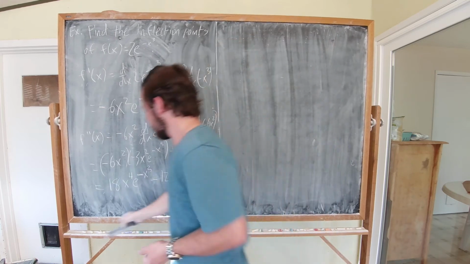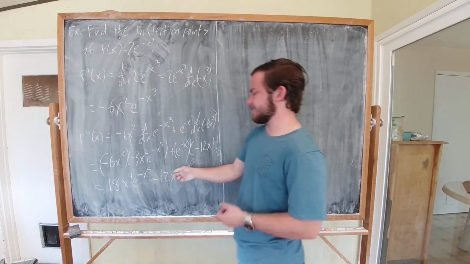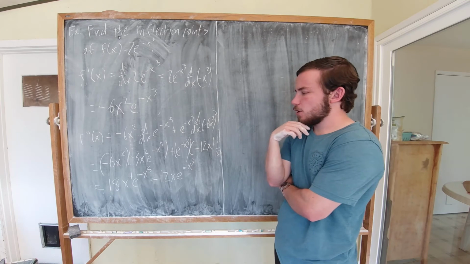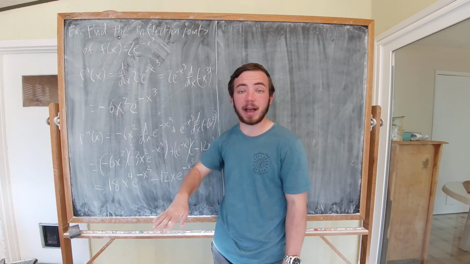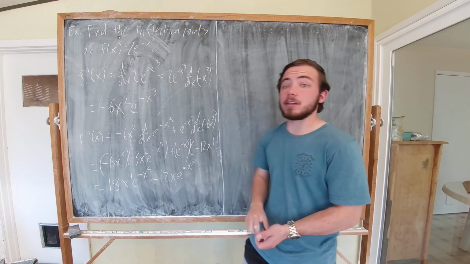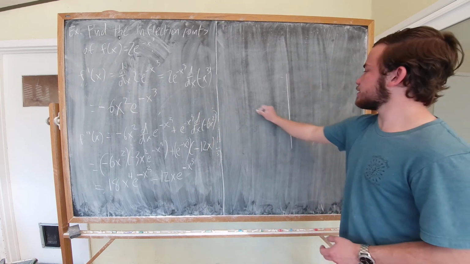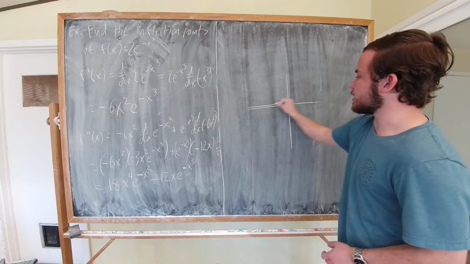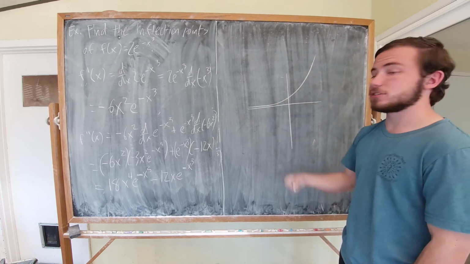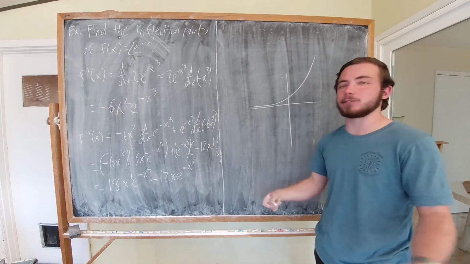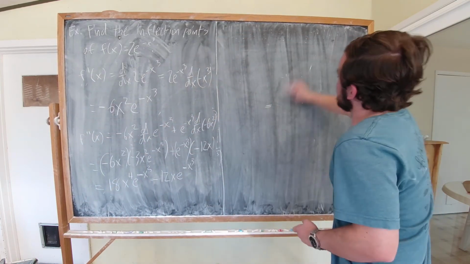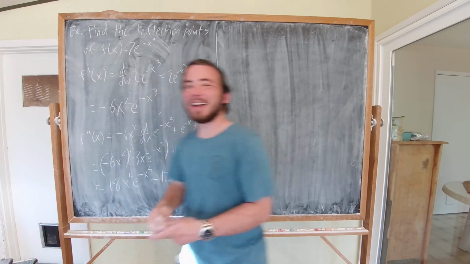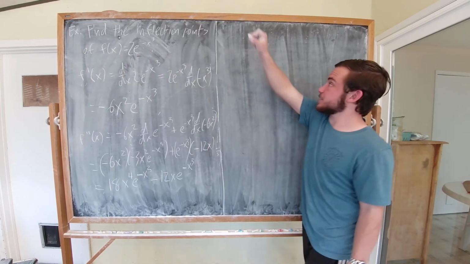Let's think about it. Does this ever have a chance of being undefined? Well, we do have a division going on, right? E to the negative x cubed, that's 1 divided by e to the x cubed. But the range of e to the x is strictly positive, right? E to the x looks like this. So it never hits 0. We never run into a problem. It'll never be undefined. So let's just solve f double prime of x equals 0.